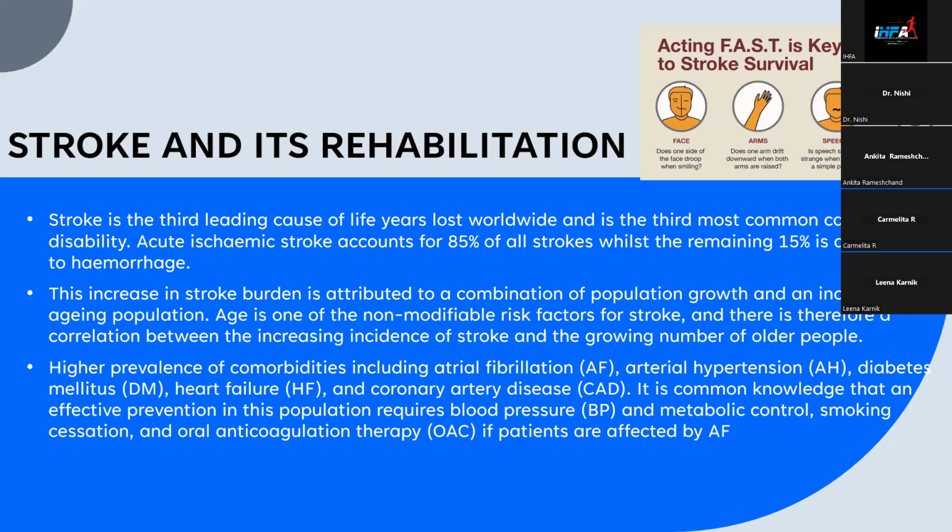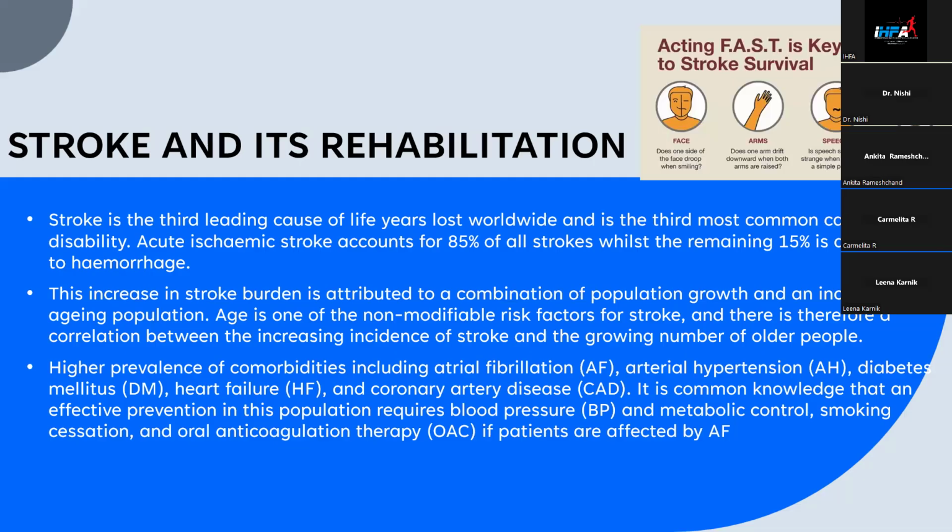Stroke is the third leading cause of life lost worldwide. It is the most common disabling condition. Acute ischemic stroke accounts for 85% of strokes, and the other 15% is hemorrhage. The increase in stroke burden is mostly seen with aging populations, and age is one of the non-modifiable factors of stroke. There is always an increase in the incidence of stroke with increasing age.